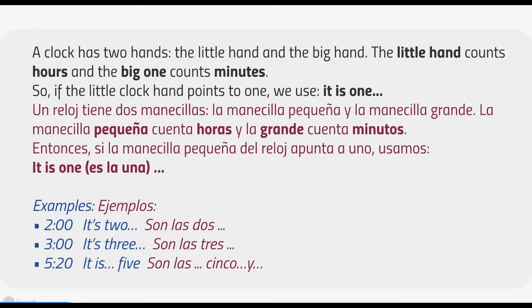A clock has two hands, the little hand and the big hand. The little hand counts hours, and the big one counts minutes. So, if the little clock hand points to 1, we use "it is 1". Examples: it's 2, it's 3, it is 5.